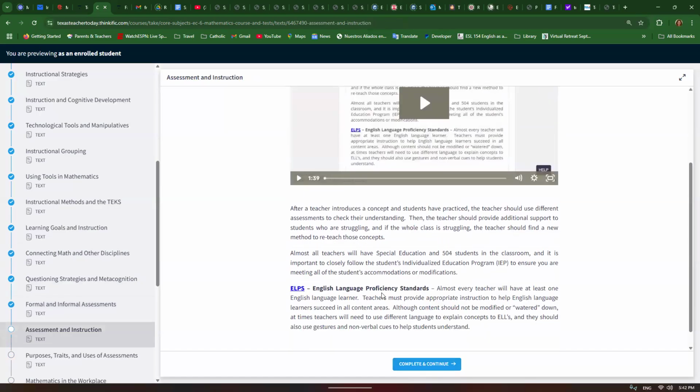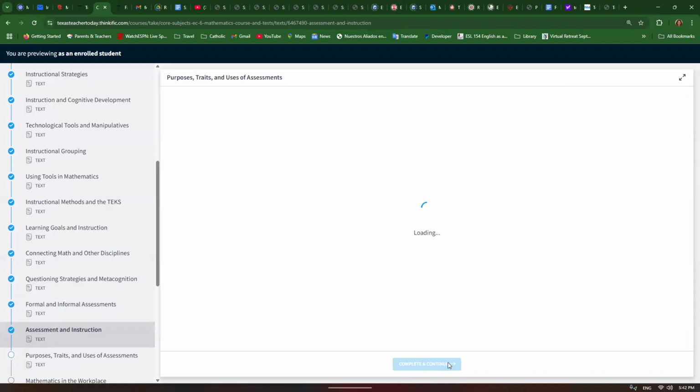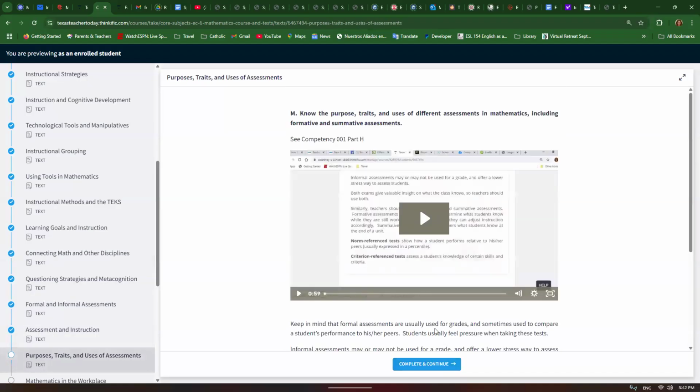And we already talked about the ELPS too, that we want to address these English language proficiency standards. So I definitely recommend you go through the ELPS and be familiar with that because you have to do that by law. So even if it doesn't come up on your test, you have to know it.